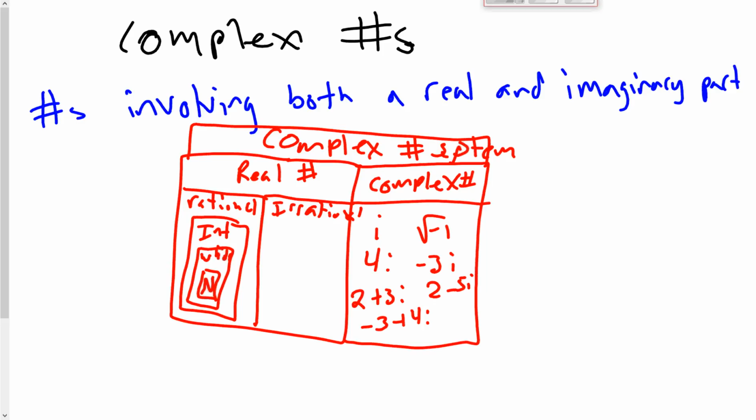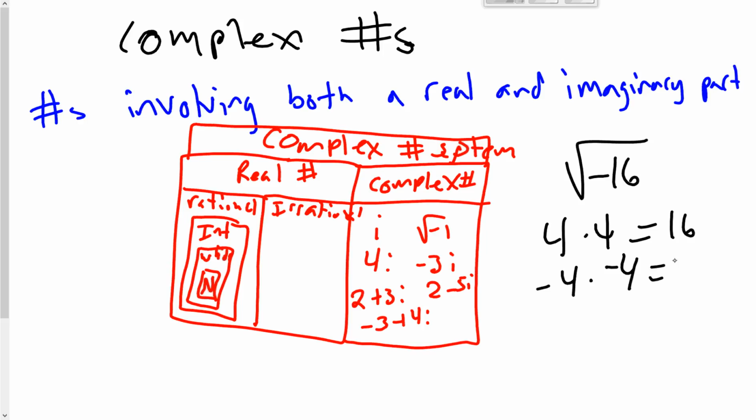So the question might be, well, why do we have complex numbers? Or why do we have imaginary numbers? Well, we have situations like this, square root of -16. So 4 times 4 is 16, and -4 times -4 is 16. So there's no number we can multiply by itself to get -16. So that's why the idea of this i came in, or imaginary numbers.